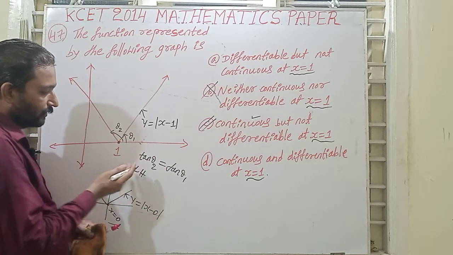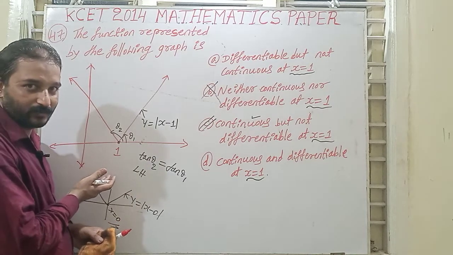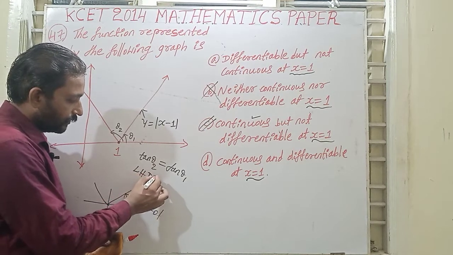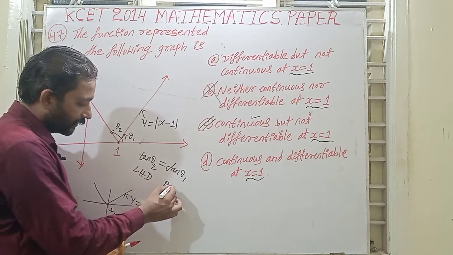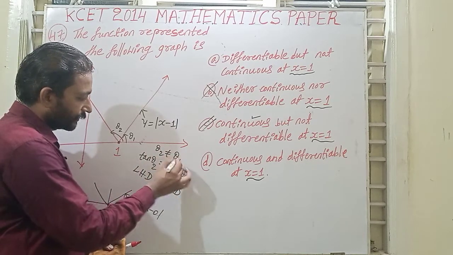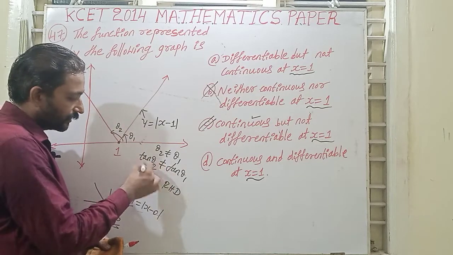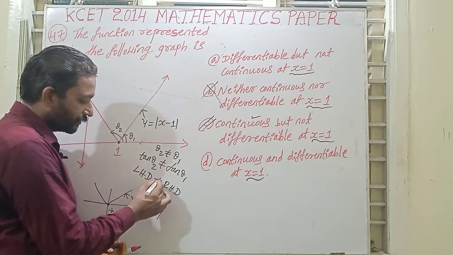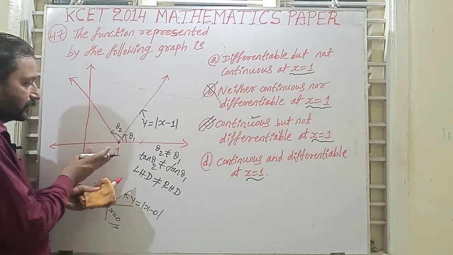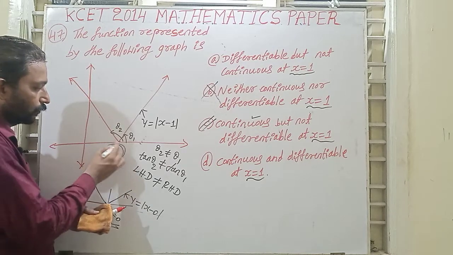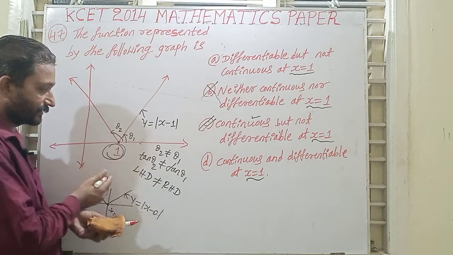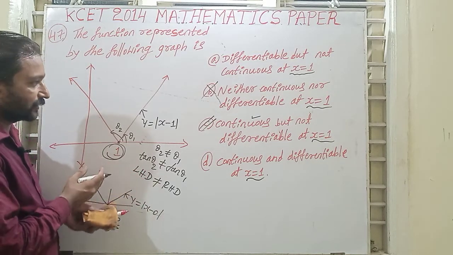This is the left hand derivative because tangent means what? Derivative. Geometrically it represents derivative. Okay, tan theta 2 is equal to what? Left hand derivative. Here tan theta 1 is equal to what? Right hand derivative. Here theta 2 is not equal to theta 1, correct? So tan theta 2 is not equal to tan theta 1. Left hand derivative is not equal to right hand derivative. So hence this function is not differentiable at x is equal to 1, because a unique tangent does not exist at that point. Two tangents exist, both are not equal. Okay, so it is not differentiable, but it is continuous.